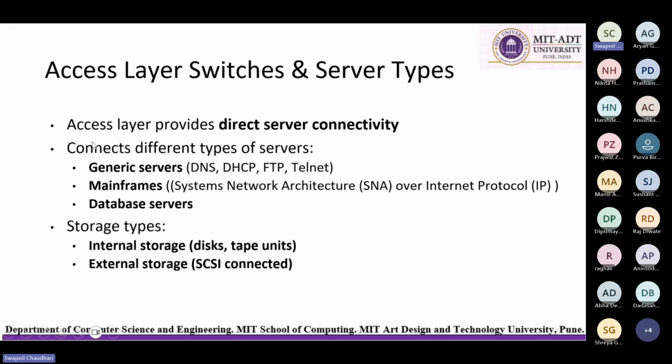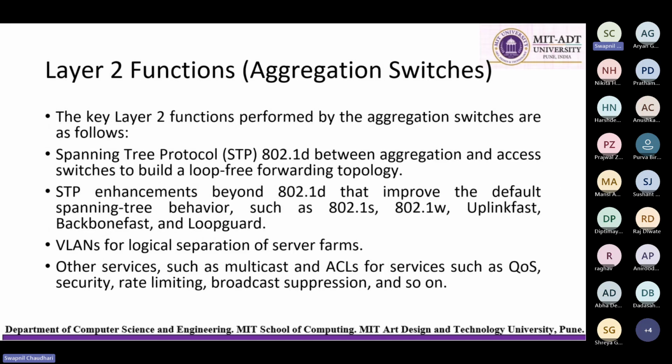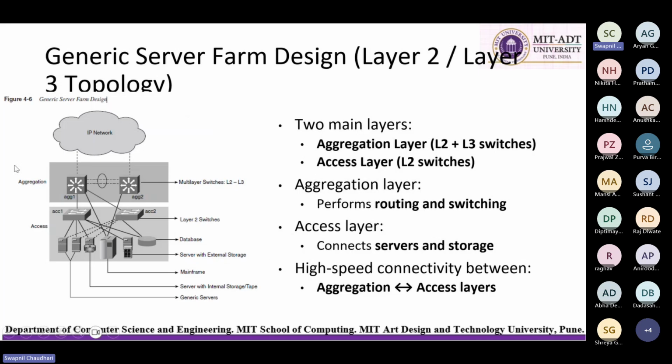Let's discuss the access layer switches and server types. Let's understand this one. What is the role of the access layer here? We can say the access layer is the closest layer to every server, as we saw in the previous diagrams. You can see in this diagram that this access layer is the closest to all the servers.